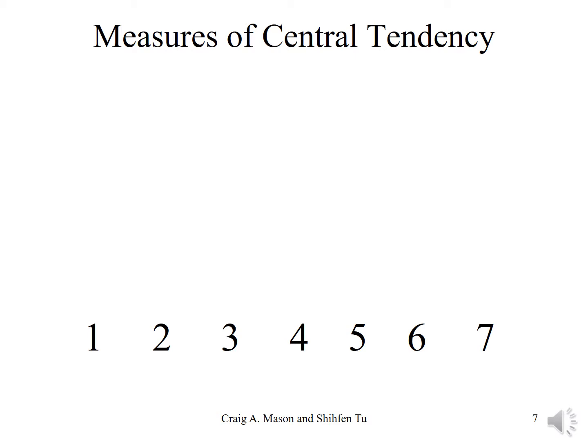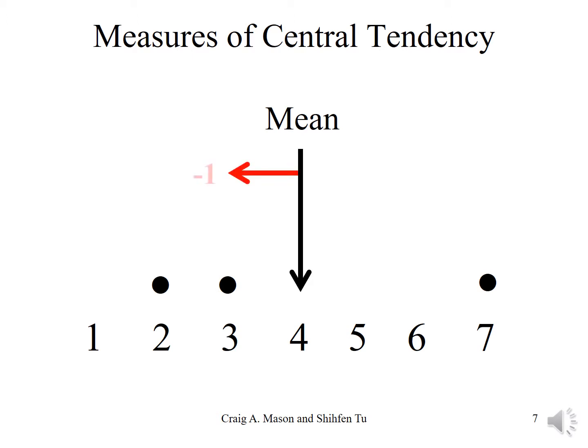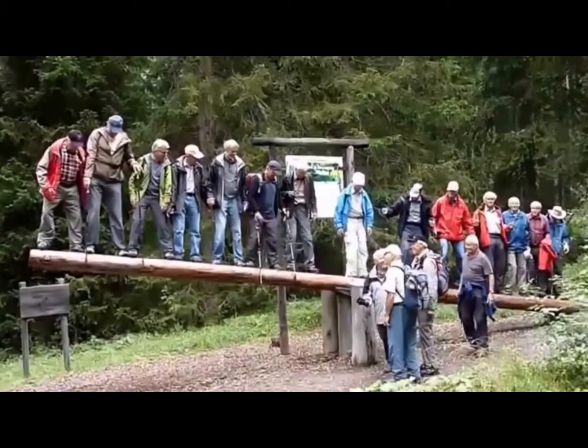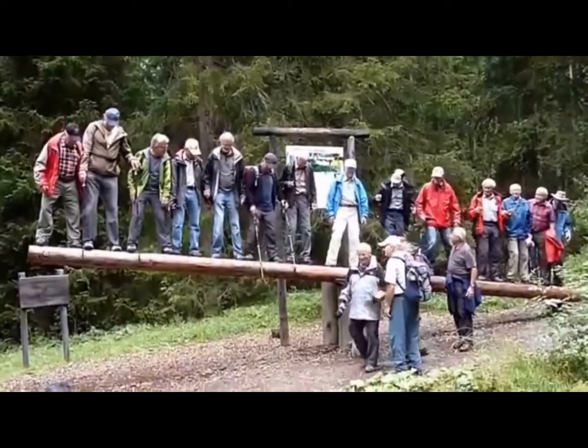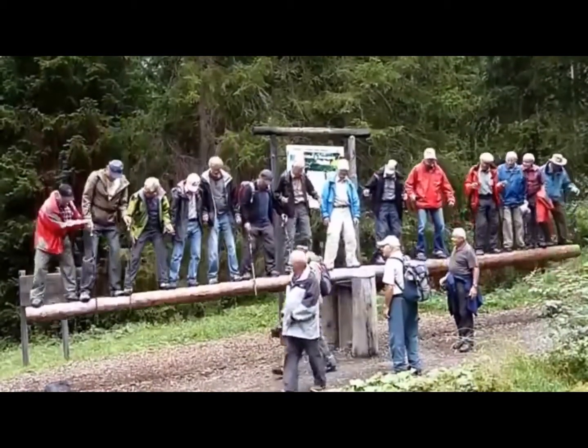Let's say you have three scores, 2, 3, and 7. The mean would be 4. If you calculated the difference or deviations between each score and the mean, the sum of these differences would be 0. The total below the mean is balanced out by the total above the mean.